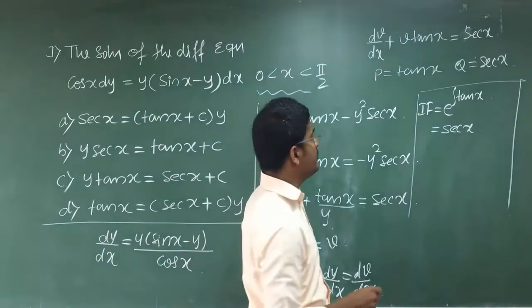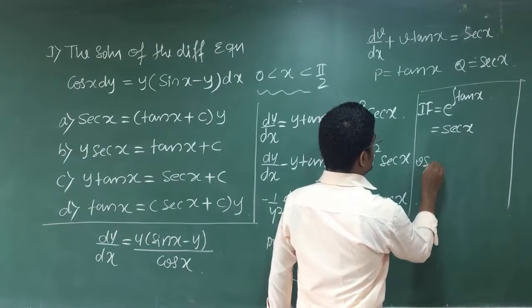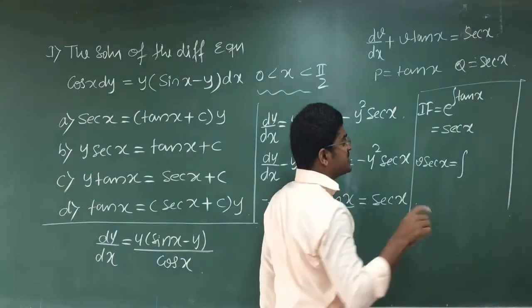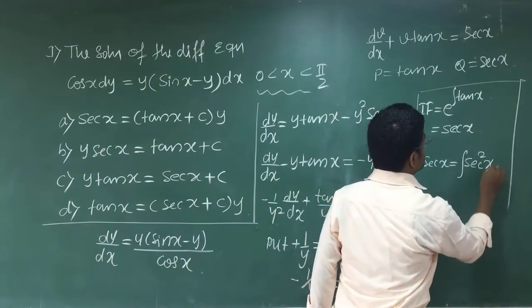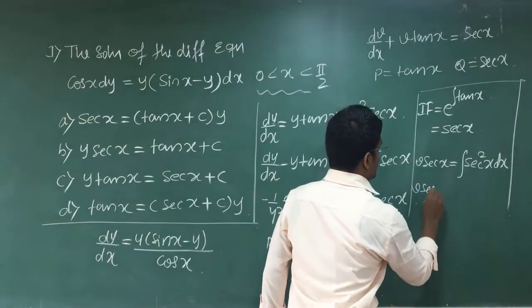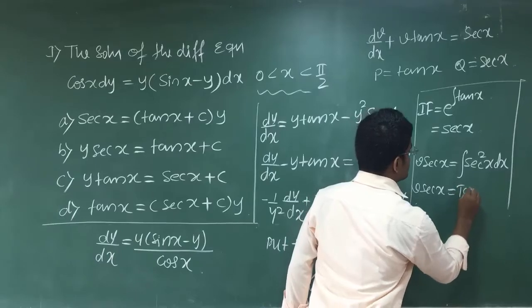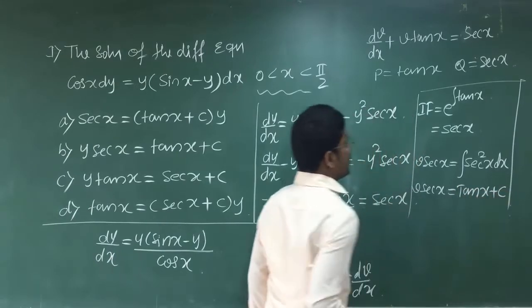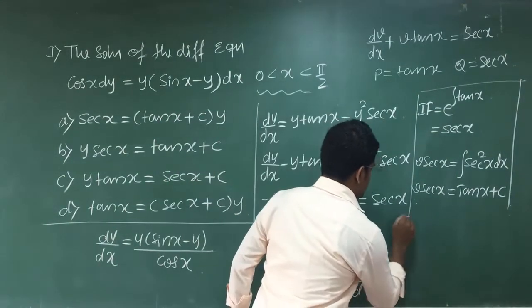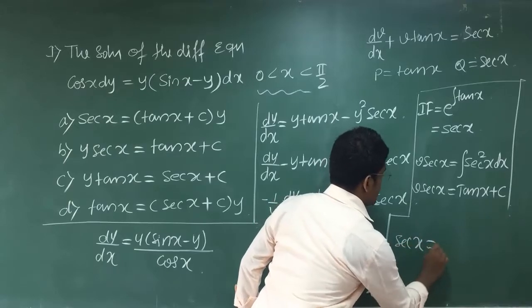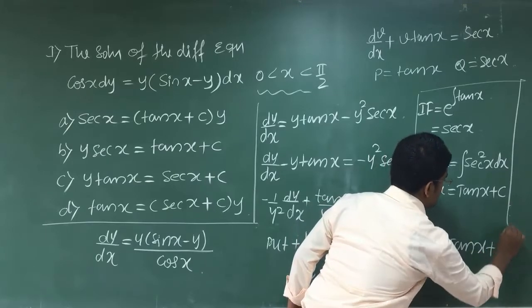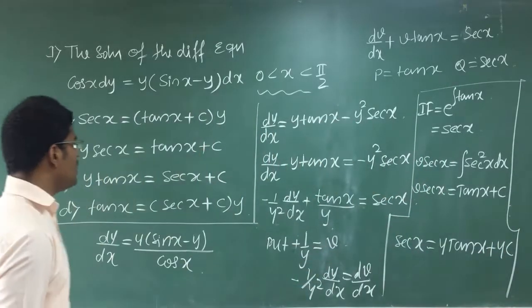By getting the IF term, it will be in the form of v into sec x equal to integration of Q, which is sec x, into sec x, that is sec square x dx. You have to integrate this. That means v sec x equals integration of sec square x, which is tan x plus c. What is v? V is 1 by y. So sec x by y. If I multiply y on that side, you are going to have y tan x plus y into c. So that is your solution.